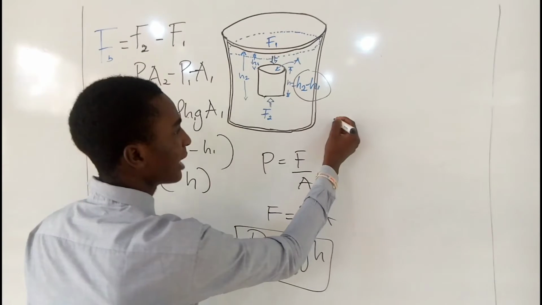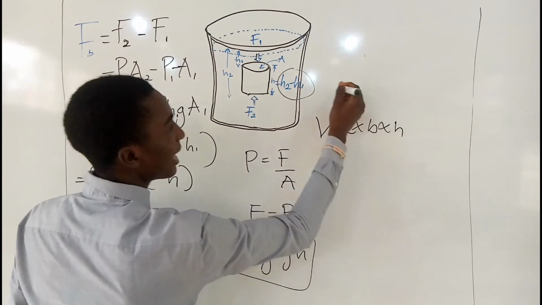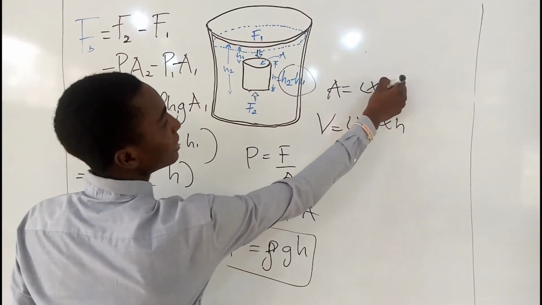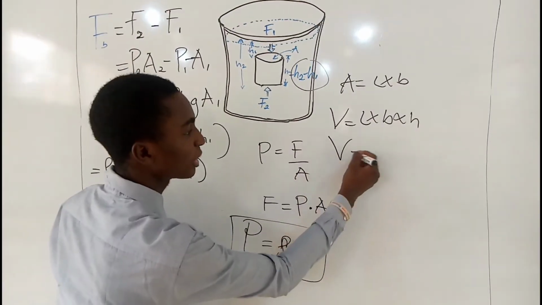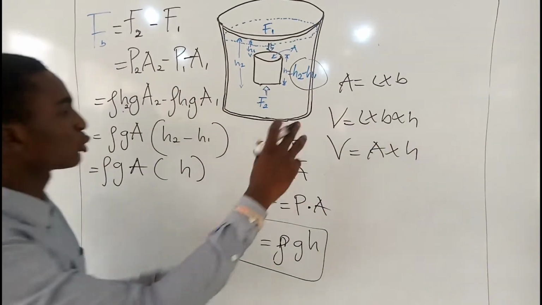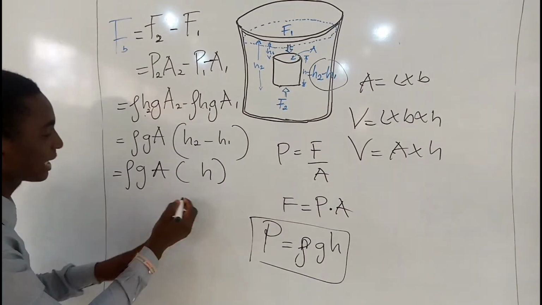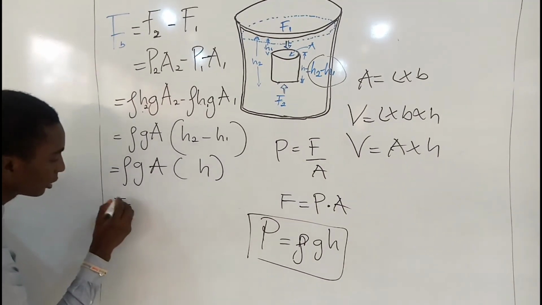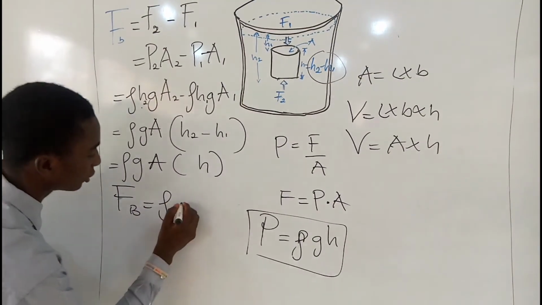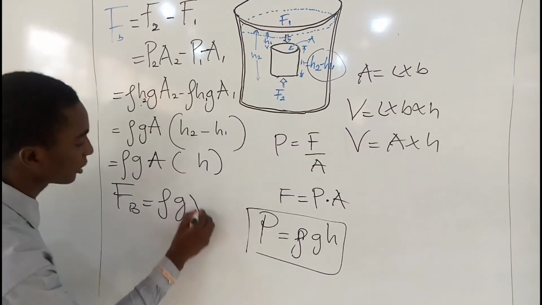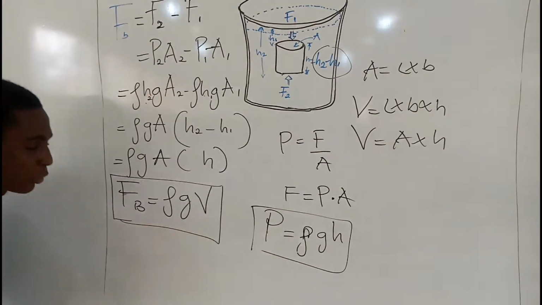Now, note that the formula for volume is length times breadth times height, and the formula for area is length times breadth. So instead of putting length times breadth, I will choose to put area, which will give me volume is equal to area times height. And so also, here I'm having area times height, which will finally give me my volume. Then I'm having my buoyant force to be equal to density, acceleration due to gravity, times volume. This here is the equation for buoyant force.